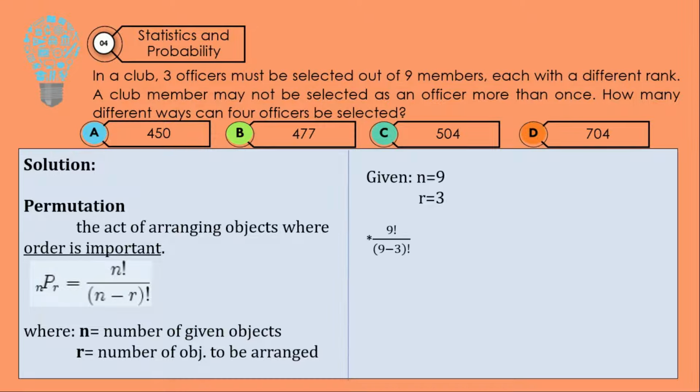We have here 9 factorial over 9 minus 3 factorial, which is equivalent to 9 times 8 times 7 times 6 times 5 and so on, over 9 minus 3 is 6, so we'll have 6 times 5 times 4 times 3 and so on. As you can notice, we can cancel 6 below, so what will remain is 9 times 8 times 7, and our answer is 504. Our answer in this problem is letter C.